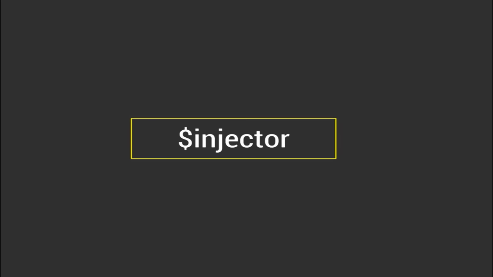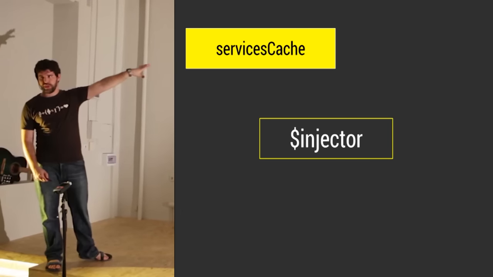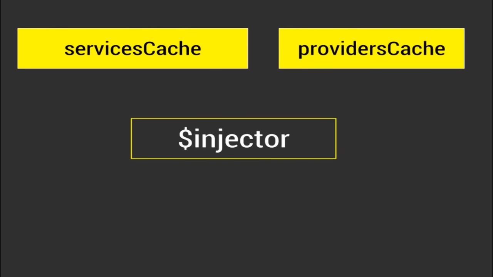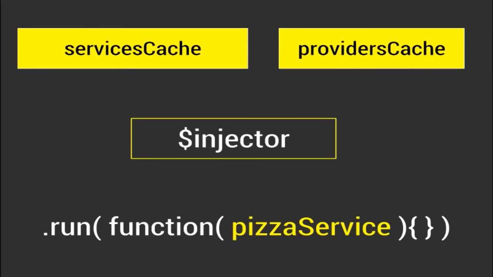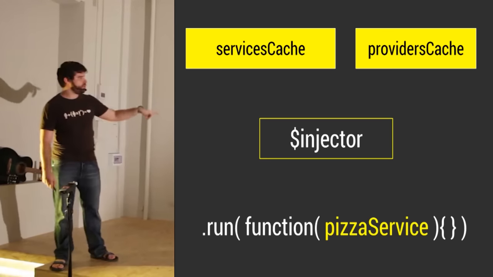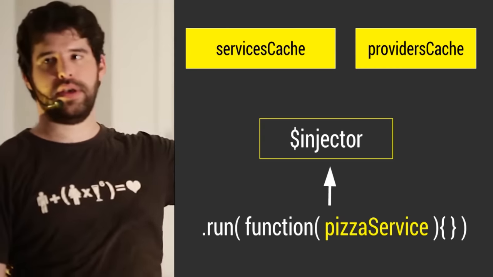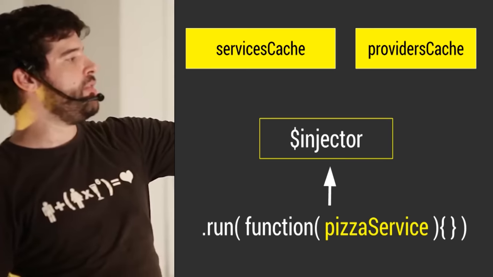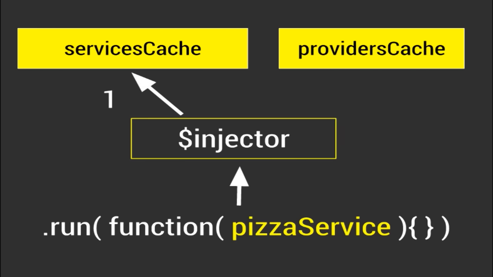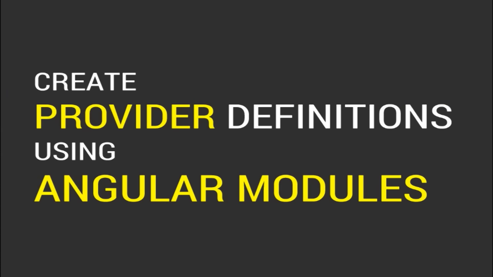Let's go to the diagram. We have the injector. We have the services cache, which is the instance cache that I talked about. We have the providers cache. When I run a function, the run method can have a function that I can inject stuff into, so I need the pizza service. When it gets invoked, the injector searches for the pizza service in the services cache by name. If it doesn't find it, it moves to the providers cache and looks up the pizza service provider. Then it gets it, calls its $get method, puts the result in the services cache and then injects it into the function. But the second time, it will find it in the services cache and just bring it. This is why it's a singleton. It's only one instance, created the first time it's called.